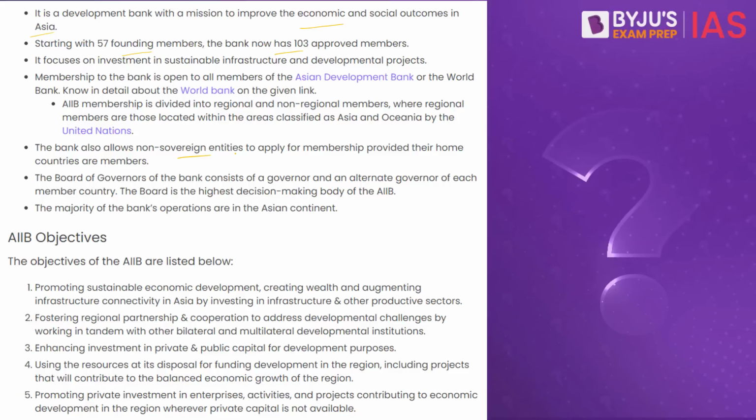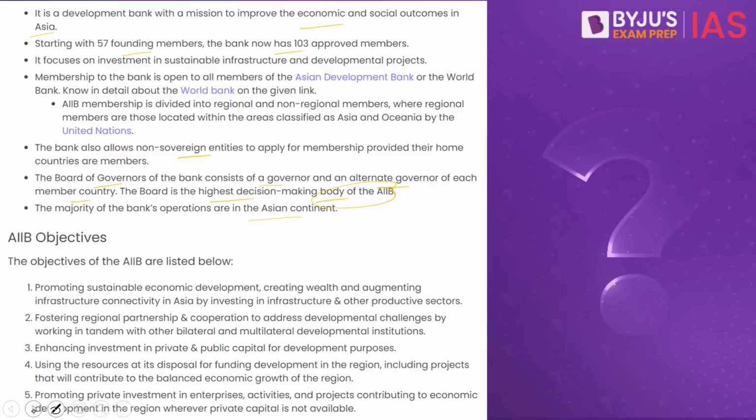So what we have is the board of governors of the bank, which consists of a governor and an alternate governor of each member country. The board is the highest decision-making body of the AIIB. It basically has the board of directors, senior management and the international advisory panel as its composition. The majority of the bank's operations are in the Asian continent.